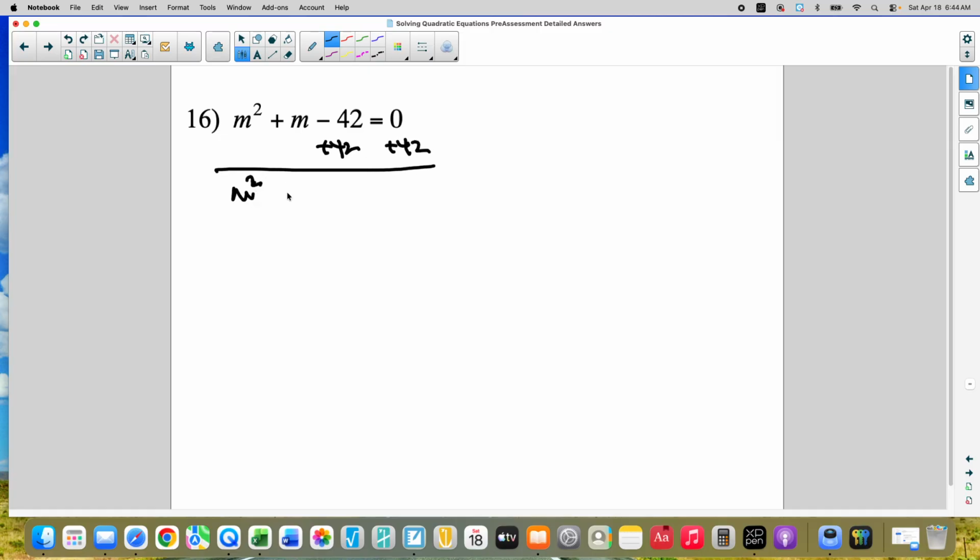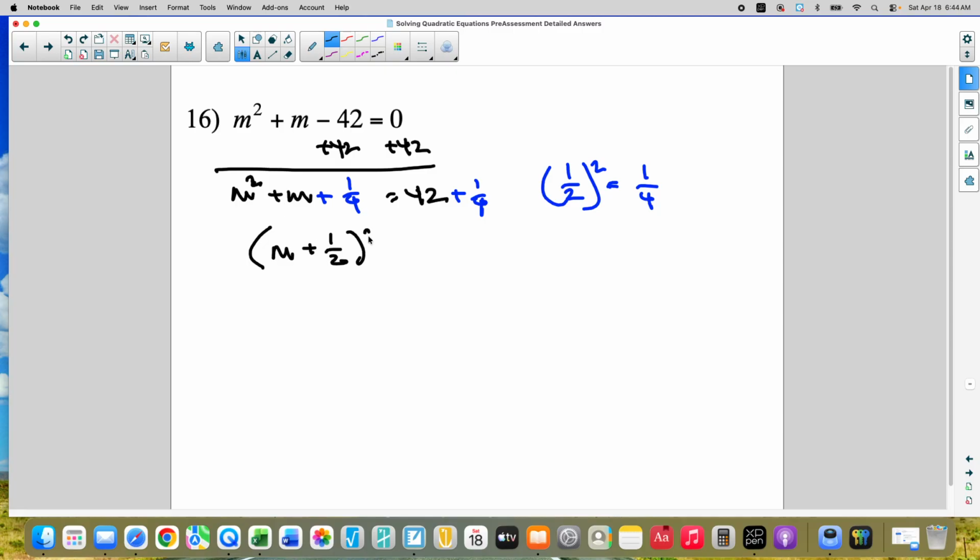M squared plus m equals 42. Now my b value is 1. I take half and square. That's 1 squared over 2 squared. 1 squared is 1, 2 squared is 4. So I'm adding 1/4 to both sides. Okay, now we have to be proficient at fractions. This isn't hard. This is just half my b value. Now this shouldn't be hard.